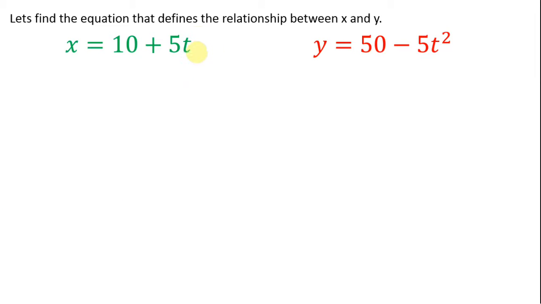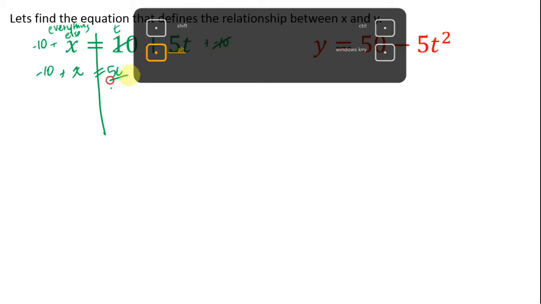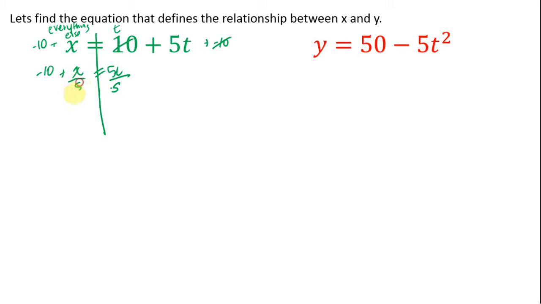If I can find what t is in terms of x, I can substitute that expression in for t. So let's solve this equation in terms of t. My goal for this side of my equation will be only t, and my goal for this side of my equation will be everything else. First, I'll get rid of this 10 by adding negative 10 to both sides. And then I'll get rid of this 5 that's being multiplied with my t by dividing everything by 5.